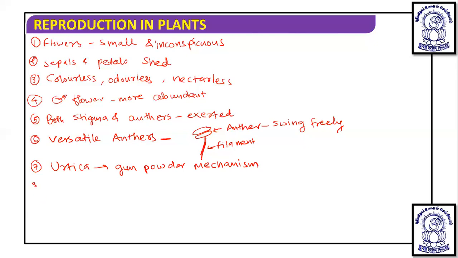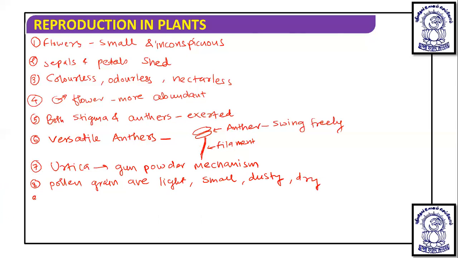In this, pollen grains are light, small, dusty. It is known that these are so light that they can be blown away up to a distance of 1300 kilometers. They are dry.